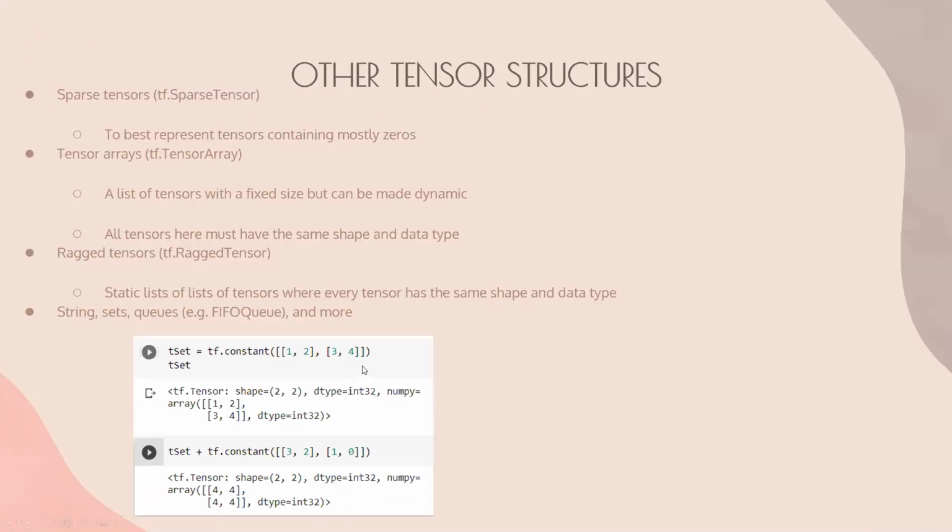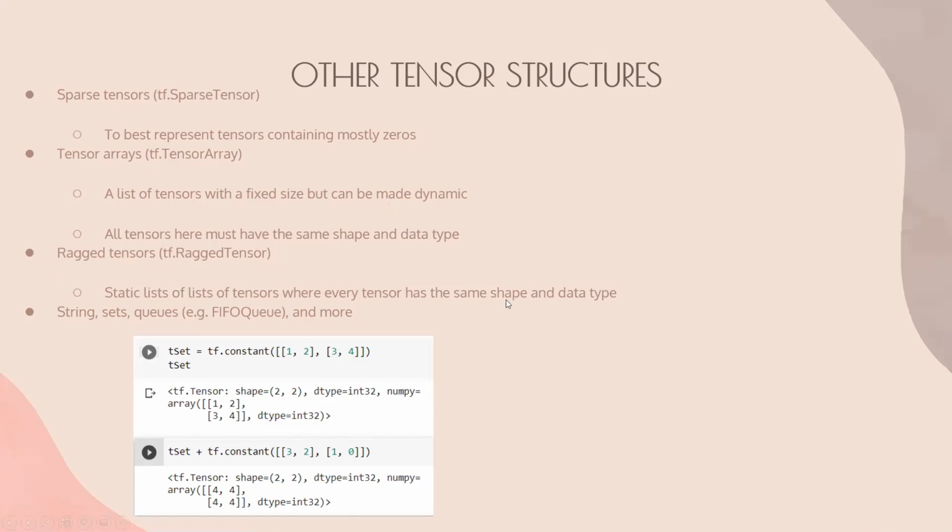Some other things about tensors, these are the tensor structures. There are many different types, but the ones that the textbook mentions and that I'll go over are sparse tensor. A sparse tensor represents a tensor that mostly has zeros. If you have a lot of zeros in your data, it's very efficient to run it through this. And a tensor array is a list of tensors with fixed size, but can be made dynamic.